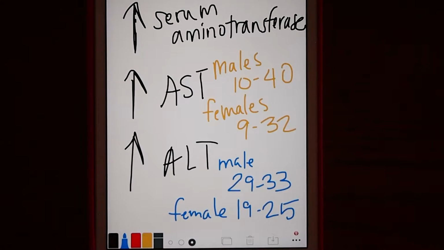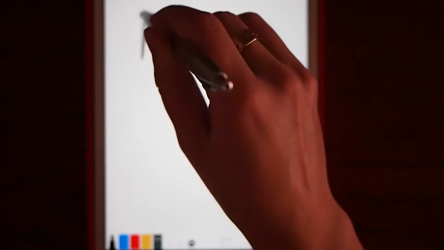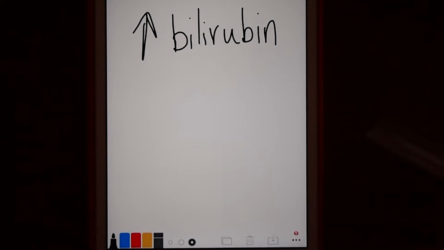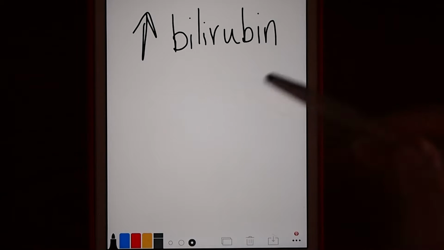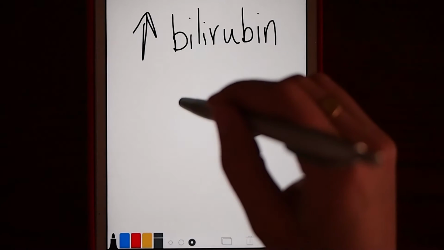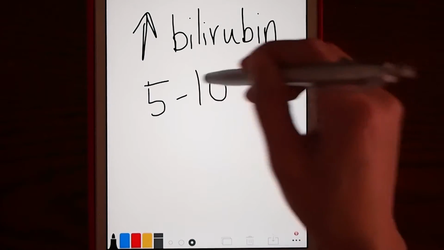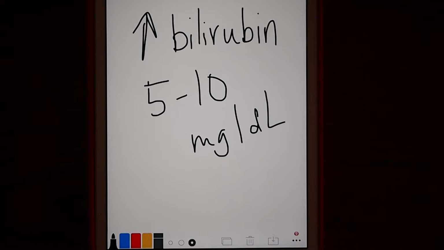You might also see an increase, like we said before, in bilirubin. And you'll see this most commonly during the acute phase. Bilirubin's normal value is about 1 milligram per deciliter, but during an acute phase, you would see it as high as 5 to 10 milligrams per deciliter. Okay?